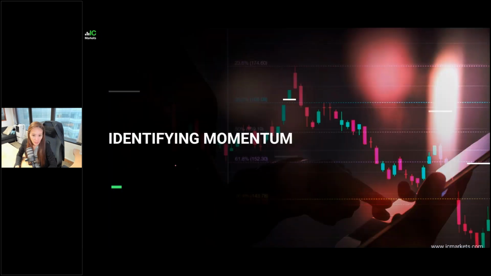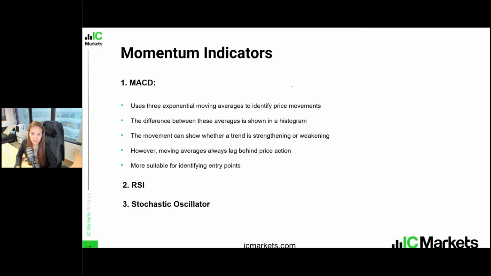Okay, for identifying the momentum, like I say, you can use MACD or RSI or stochastic. Like I say, I use RSI to help me find bearish or bullish divergence, and then I use stochastic, which I just showed you guys, to help me see whether the price is overbought or oversold. Okay, so let's go and practice together.